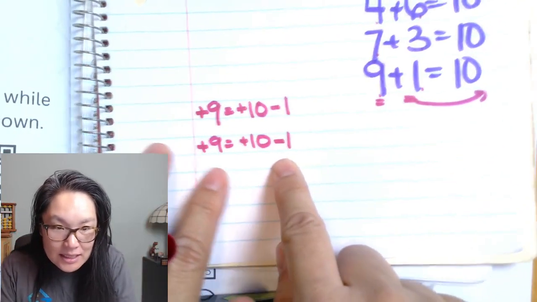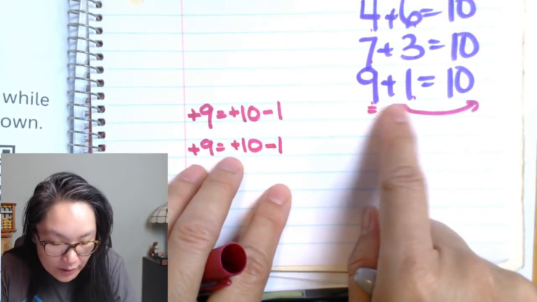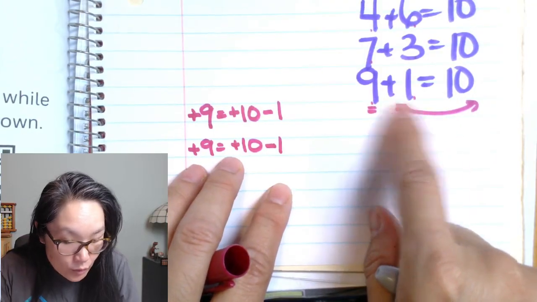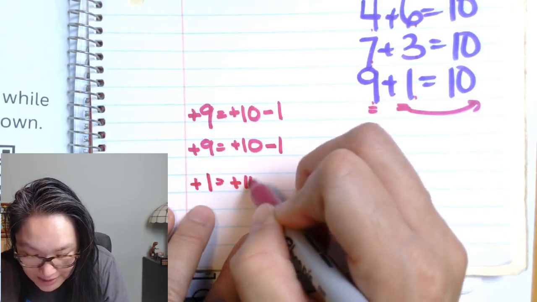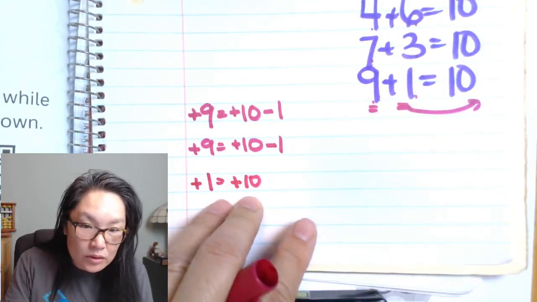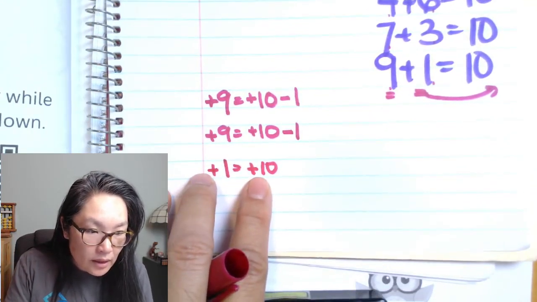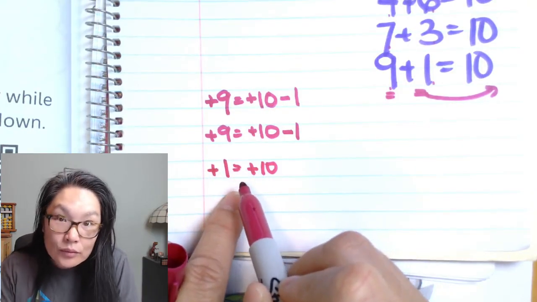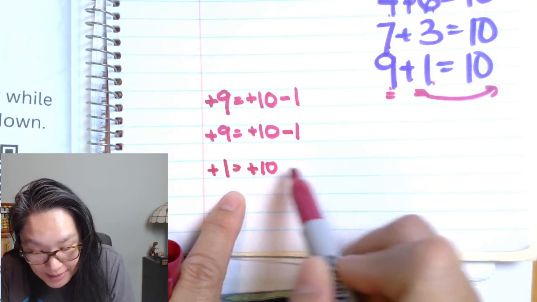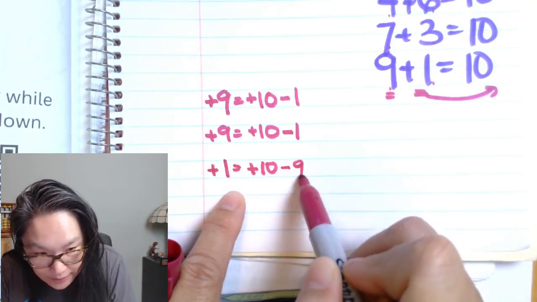But the thing is to understand. Let's do another one, right? We want to do this one. If I want to add the 1 and I said I want to make a 10, how do I make these equal? Because it's an equal sign. We have to make it equal somehow. To make it equal, I have to take away the 9.